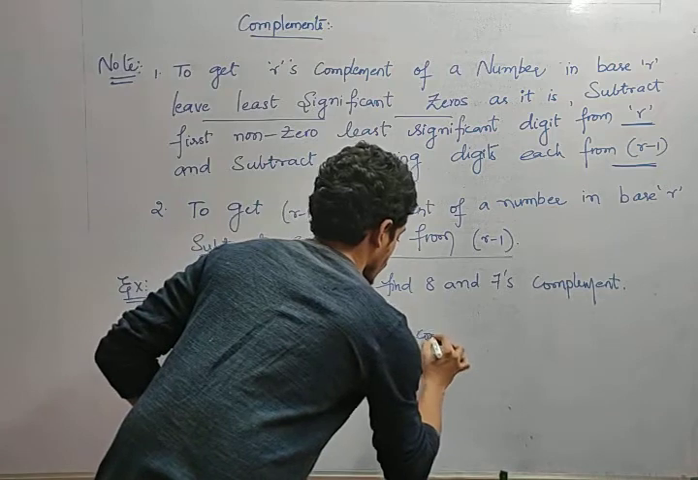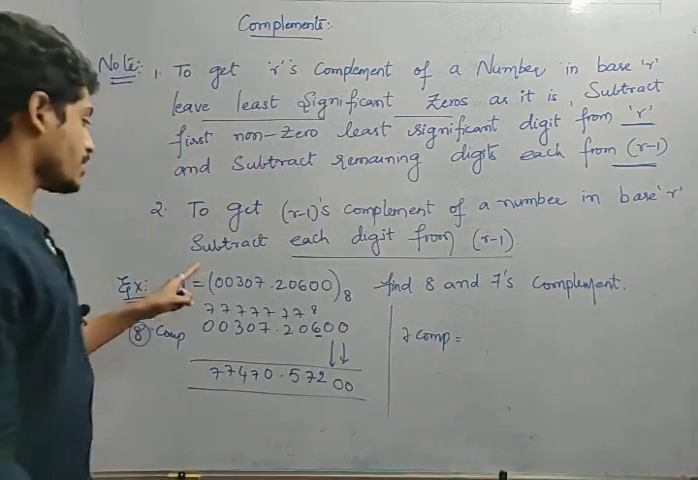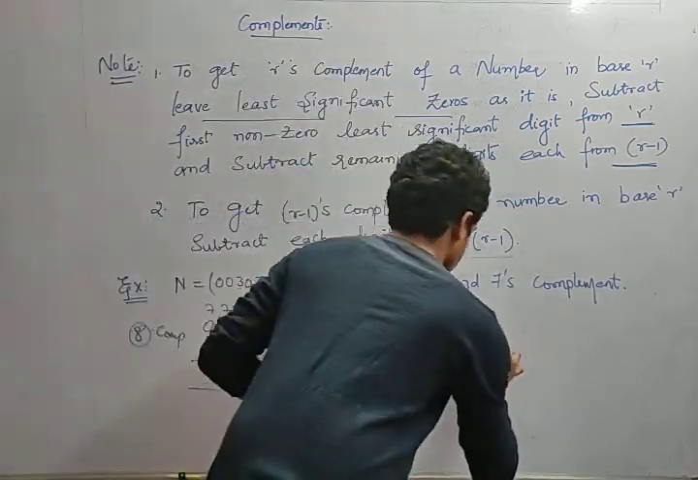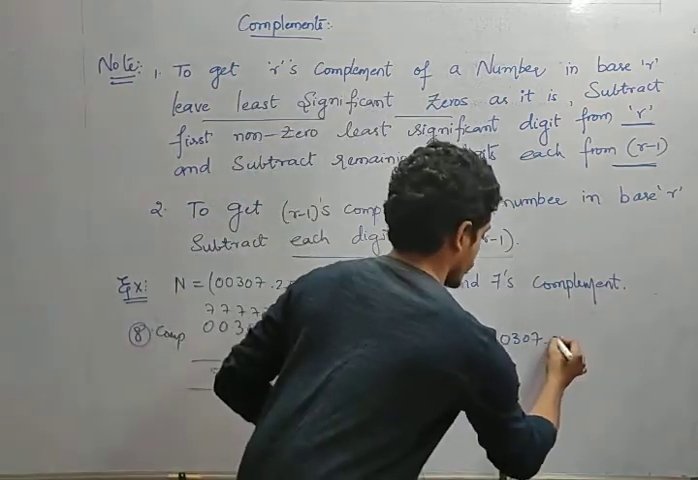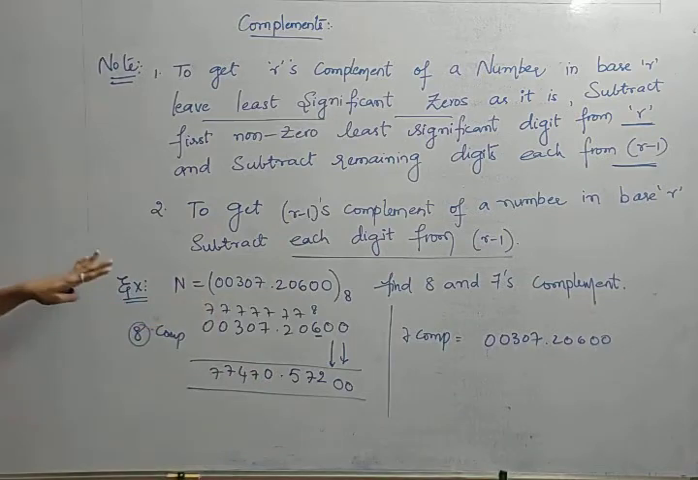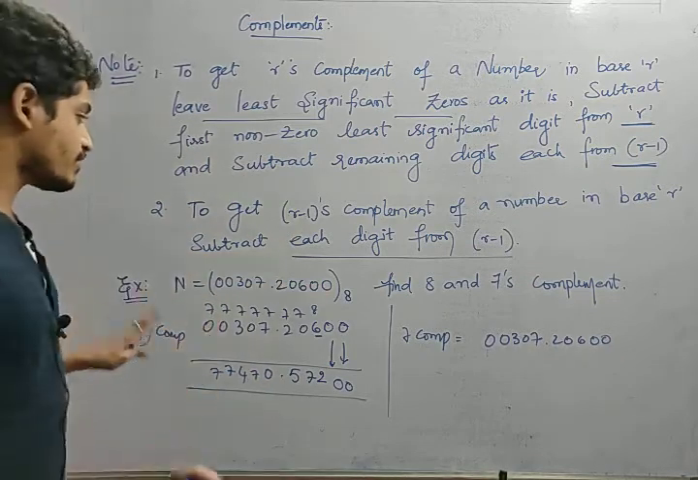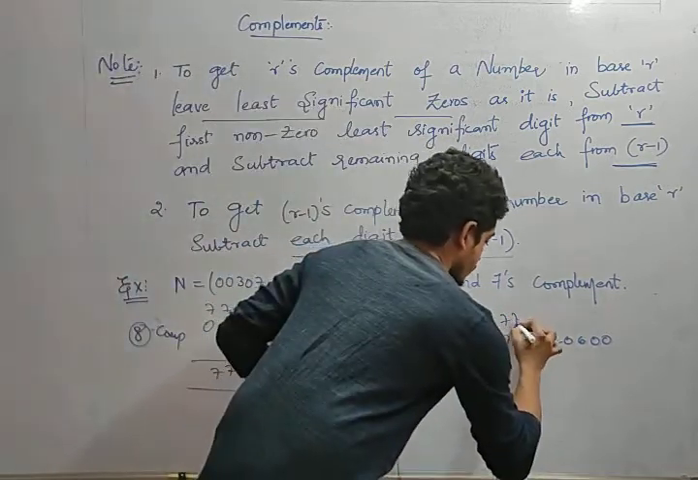To get the R minus 1 complement of a number in base R, subtract each digit from R minus 1. So this is the number 00307.20600. There is no need to think about least significant zeros, whether to leave them or not. Subtract every digit from R minus 1, so subtract every digit from 7. That's all.